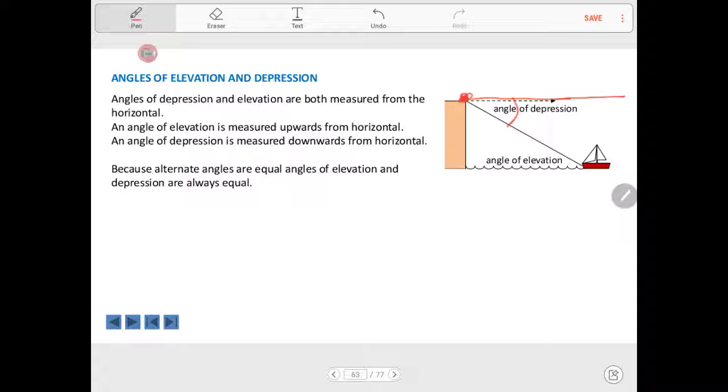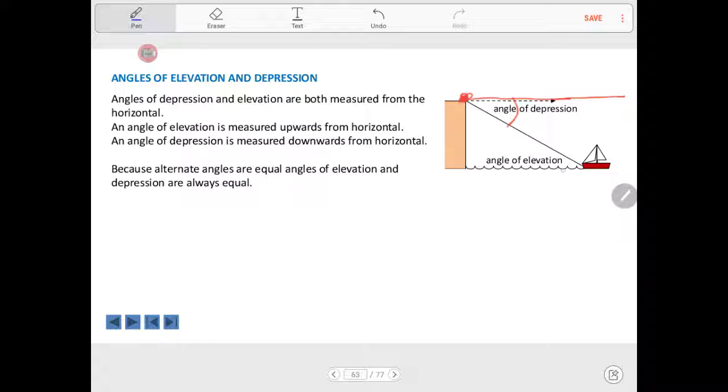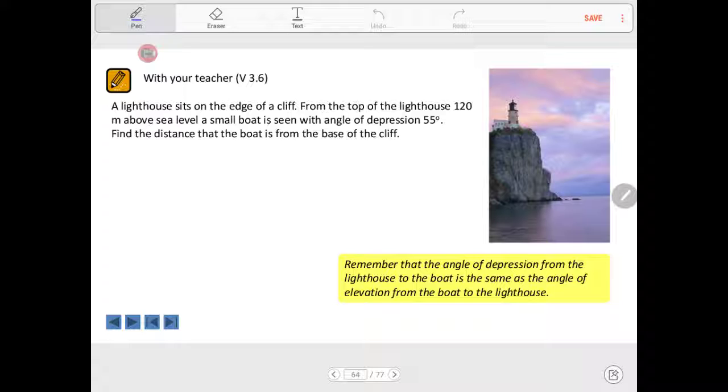Now, if you were down on the boat, looking back up to the top of the cliff, you look from the horizontal back up, and you would be looking up to the top of the cliff with an angle of elevation. Now those angles are equal to one another for this situation as well. So we'll utilise that fact in this example.